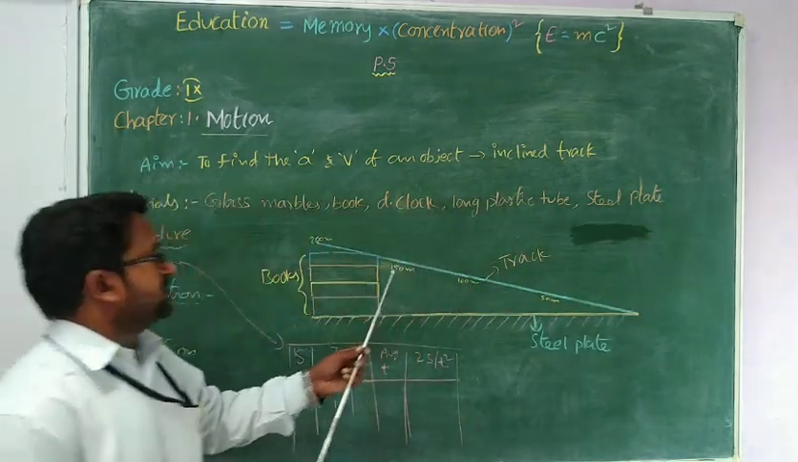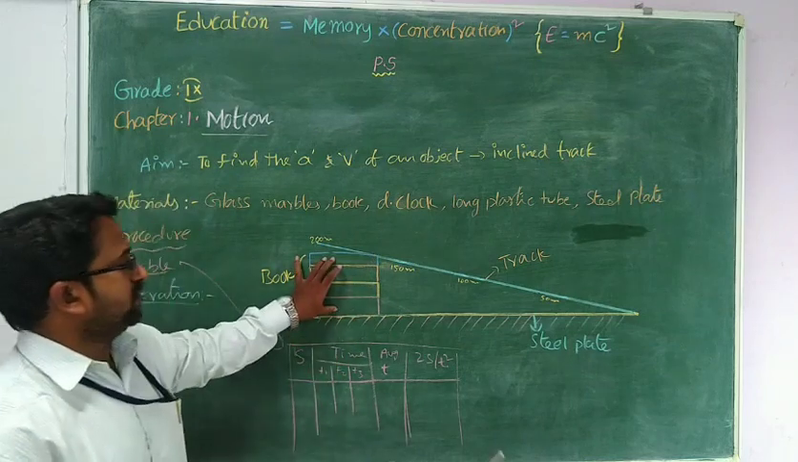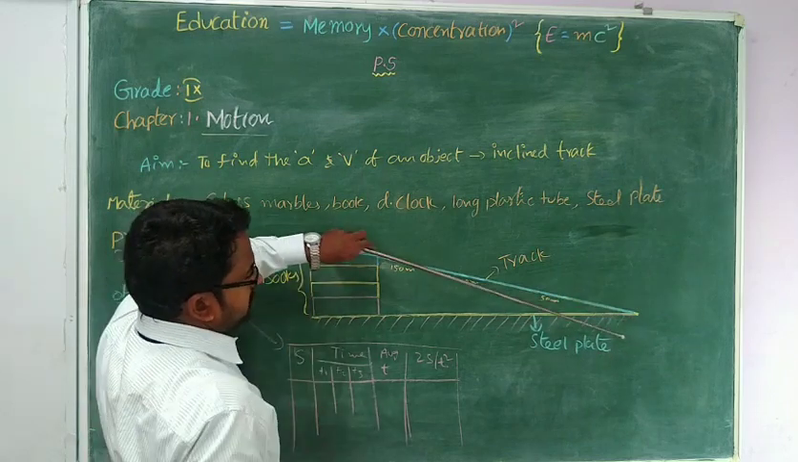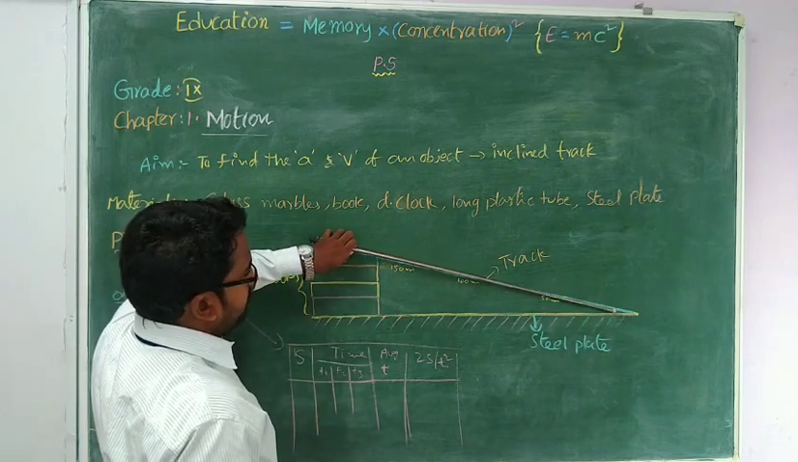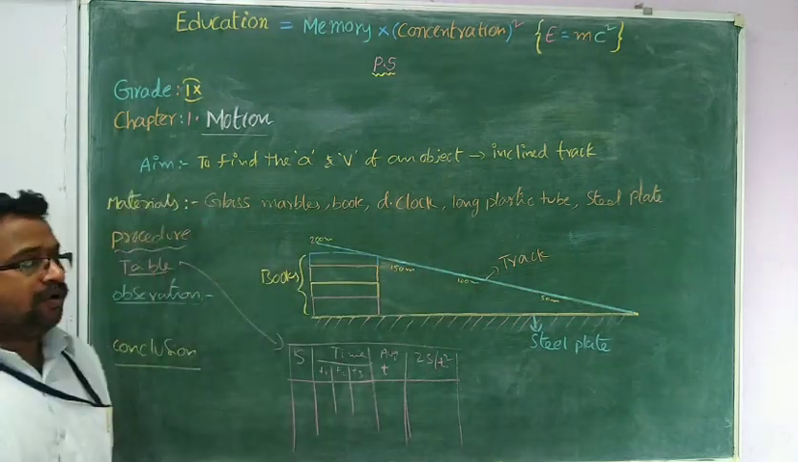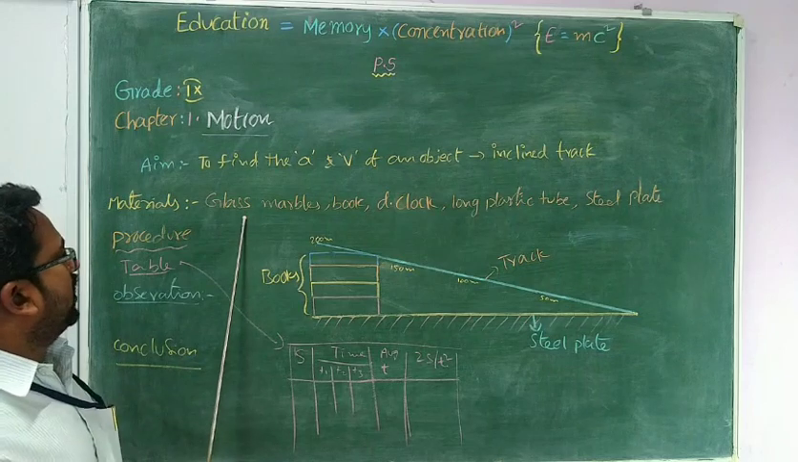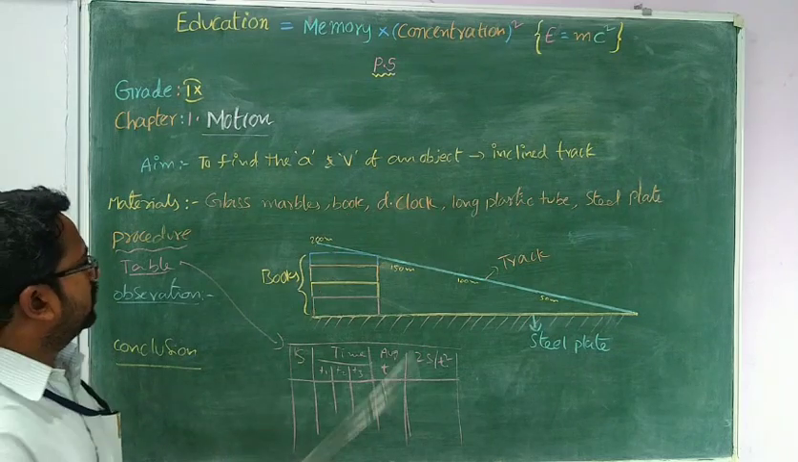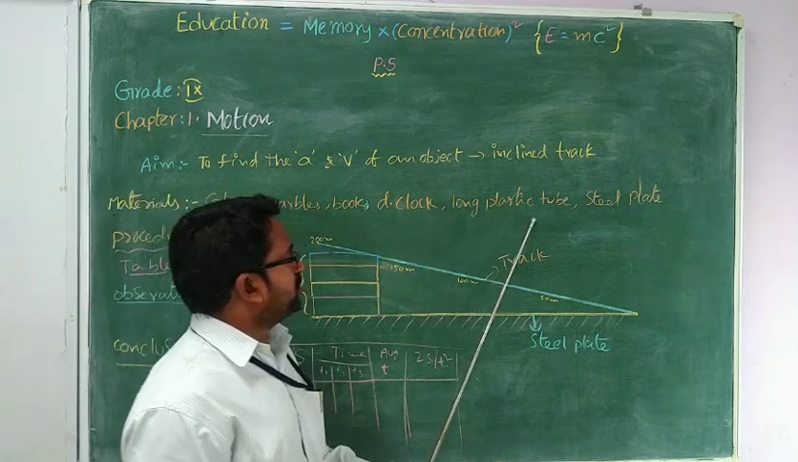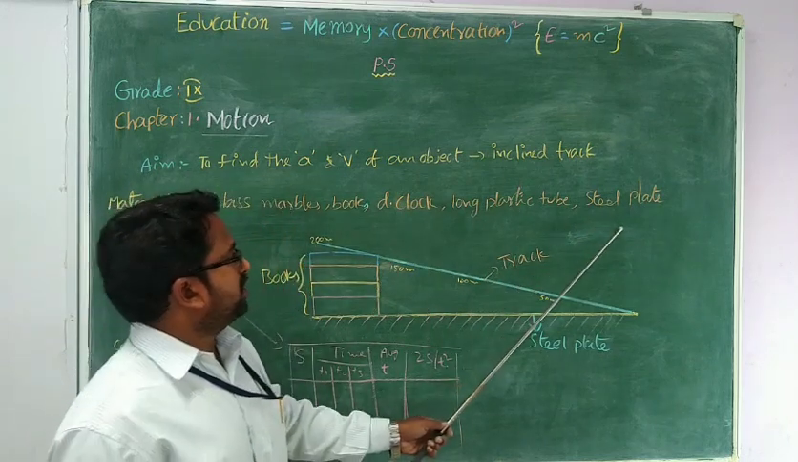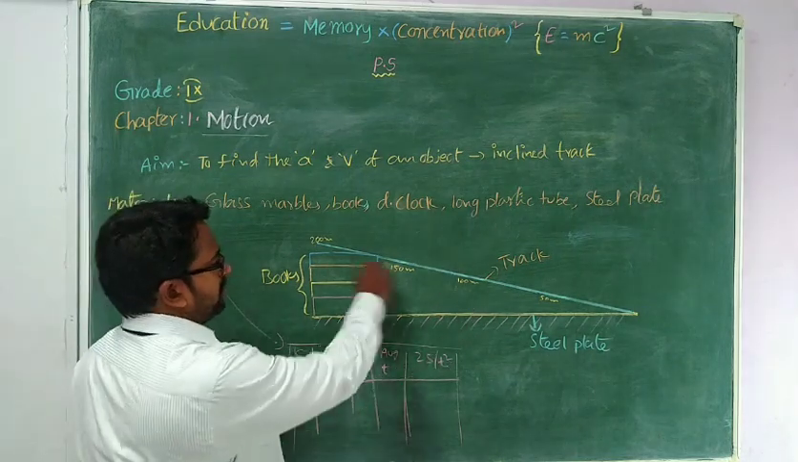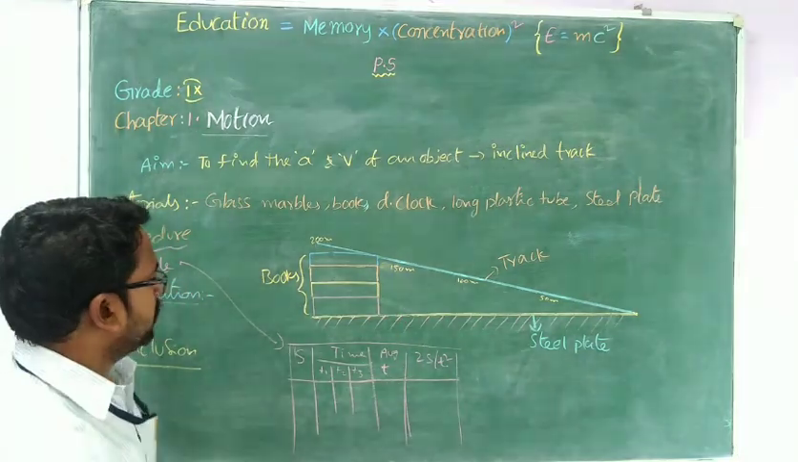If you make a track like this, now the track has to be kept on the surface of some books, which coincide with the steel plate, making an angle. Now the track is like this. For that, what are the requirements? A glass marble, books, a digital clock, a long plastic tube, and a steel plate. The long plastic tube is nothing but the channel we have to use.